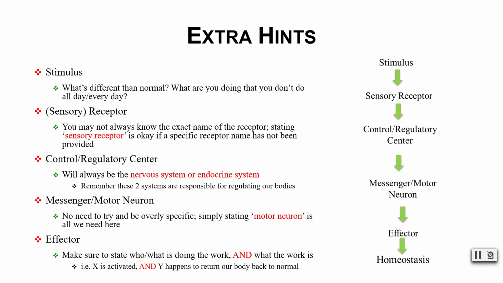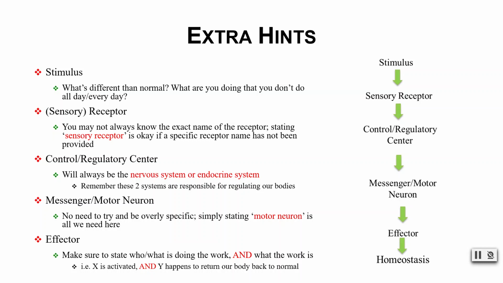Your control center, your regulatory center. You've already learned that your two regulatory systems are your nervous system and your endocrine system. So these are your choices. It's either your nervous system or your endocrine system. Sometimes it could be your nervous system talking to your endocrine system. That's okay too. We're going to take that motor neuron and send that information out to the effector. Again, the effector is who is going to put the plan into action.